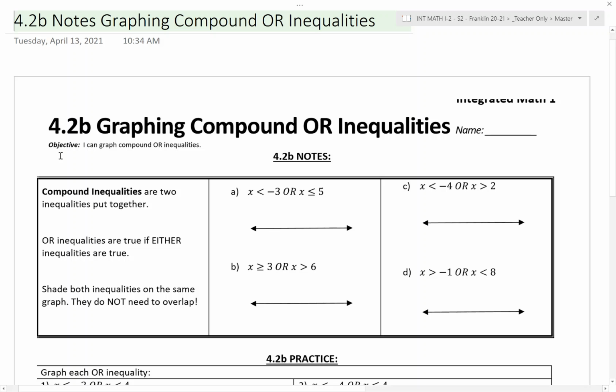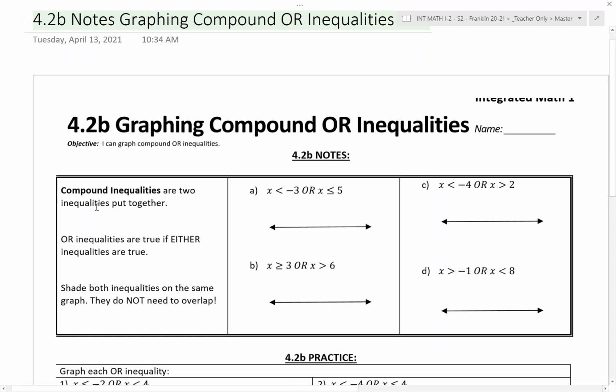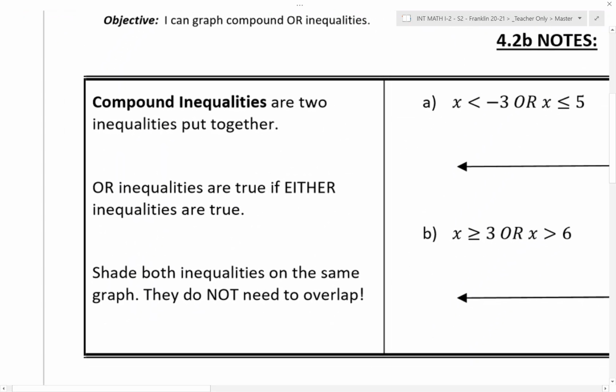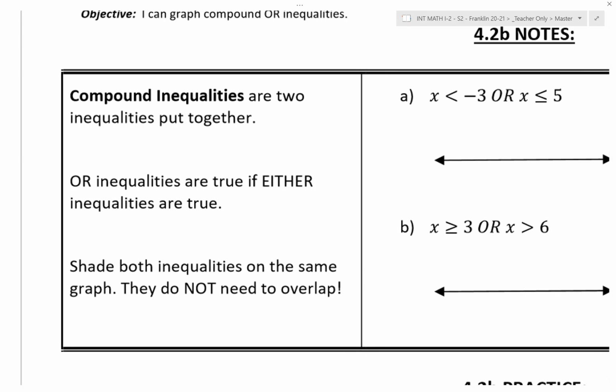So again, compound inequalities are two inequalities that are put together. Now, OR inequalities are true if either inequality is true. So you know a number is a solution to a compound OR inequality if it satisfies either of the two inequalities. When we did AND inequalities, it had to make both of the inequalities true. But here for OR, it only has to make one or the other, not both. If either is true, then the number is a solution.